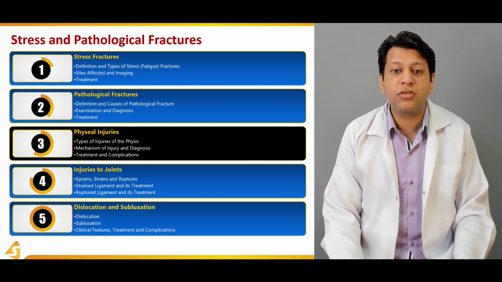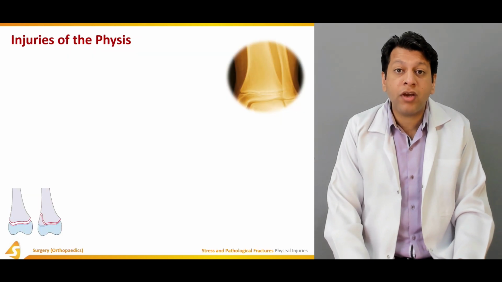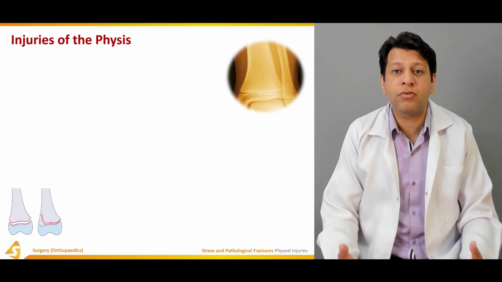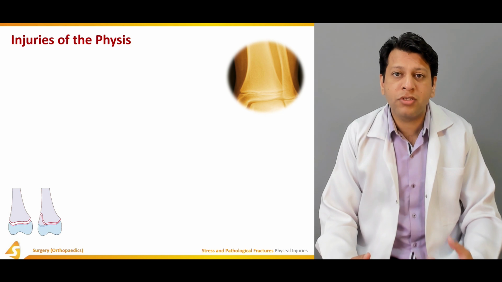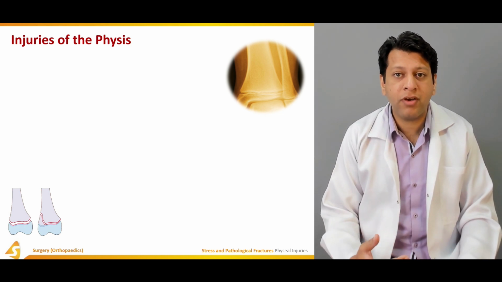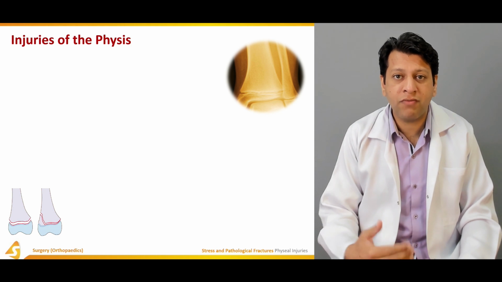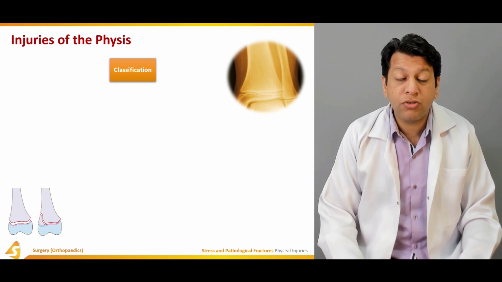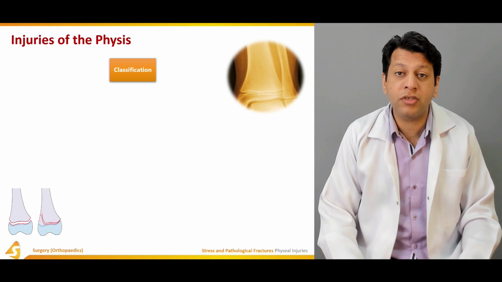Now, what are the injuries to the physis actually? As you know, the physis is present in the bones of the children, especially because this is the area from where the bone is going to grow. There is the epiphysis, which is just around the joint, then the physis, and then the metaphysis and the diaphysis. So the classification is mainly based on the Salter-Harris classification, which actually gives us 5 types.